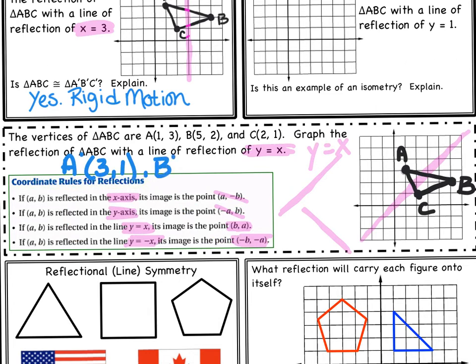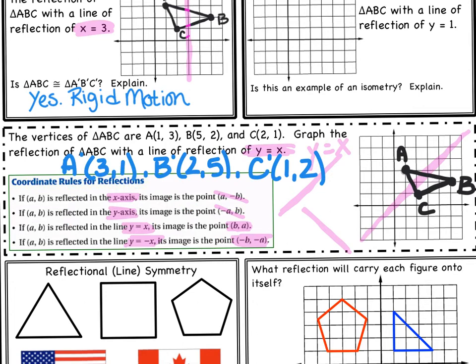B prime is going to become 2, 5. And C prime is going to become 1, 2. So those are my 3 new points. So let's go ahead and graph those 3 new points.